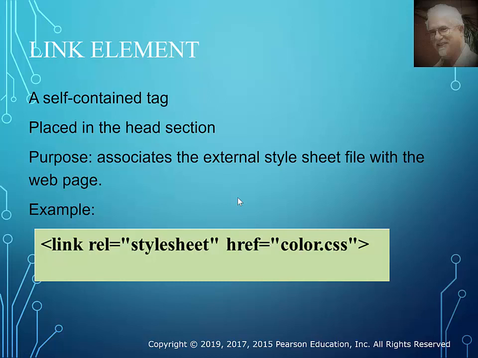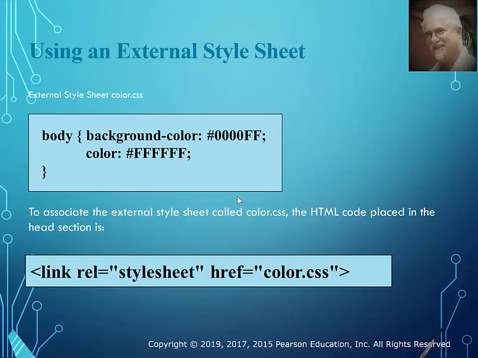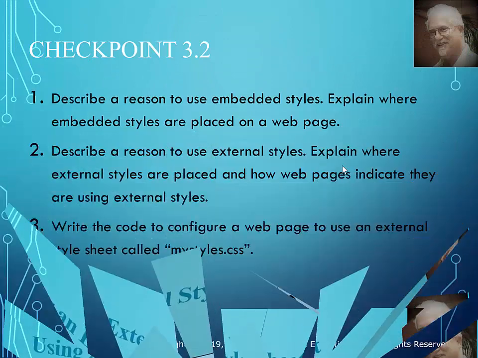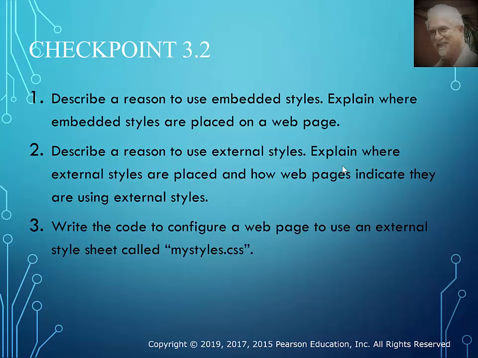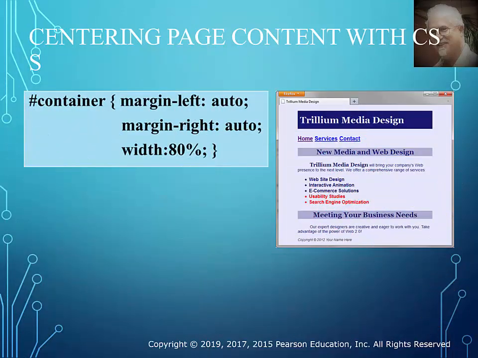Here we have link relationship style sheet. href equals the pathway to the file. Here it's right next door, color.css. Again, syntax is the same. You can put all this on one line, by the way, or multiple lines. Here you have it on 3 lines, 4 lines. Doesn't make a whole lot of difference. Whatever you're comfortable with, whatever makes it easier for you to read. Okay, second checkpoint, you should be able to give a reason for using embedded styles, give a reason for external styles, be able to code and link something that's external.